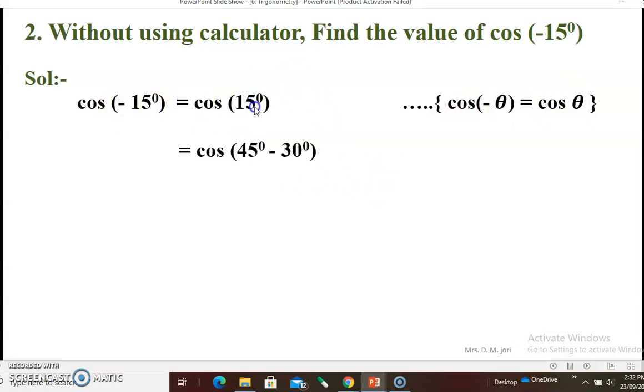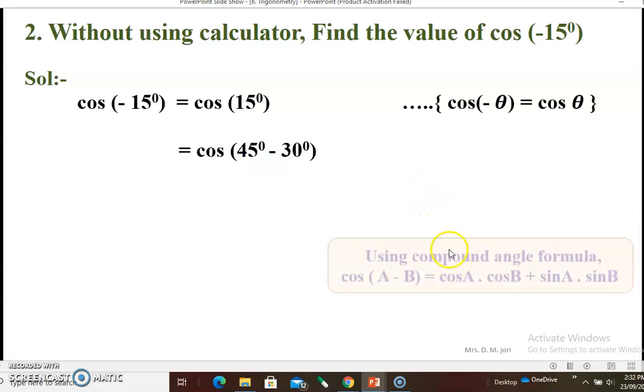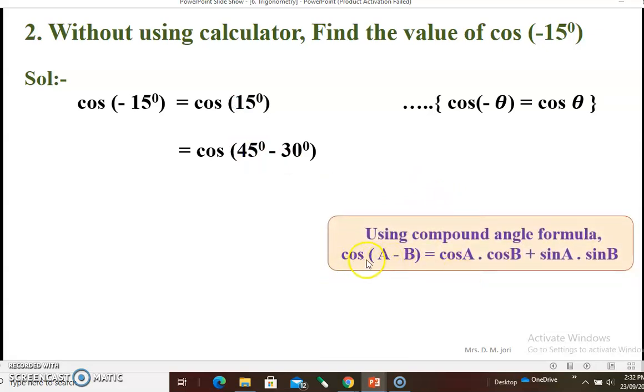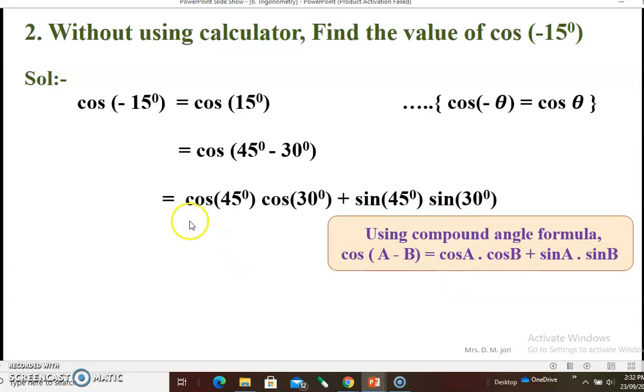Then it is equal to, again we can rewrite that 15 as 45 minus 30 now, and use the formula of cos A minus B. What is that formula for cos A minus B? It is cos A cos B plus sin A sin B. The formula is cos 45 cos 30. For cos, you have to write the opposite sign: for minus, the formula contains plus. Right? Cos A minus B is cos A cos B plus sin A sin B.